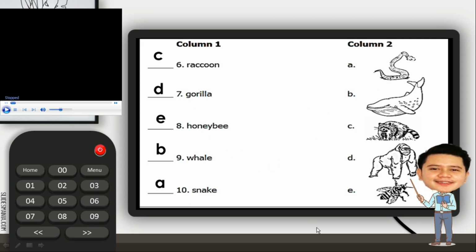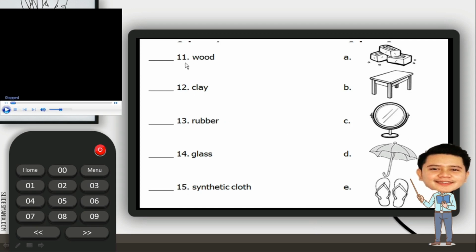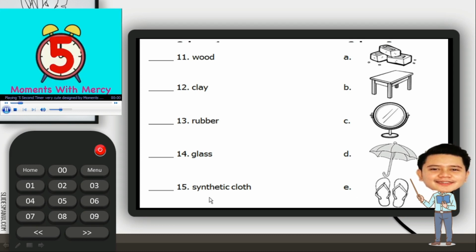So let's go to the next, number 11 to number 15. All we need to do is to identify these materials, whether it is wood, clay, rubber, glass, or synthetic cloth. So let's start with number 11. We have wood. So what do you think? Where is the wood here? Letter A, B, C, D, or E? 5 seconds.